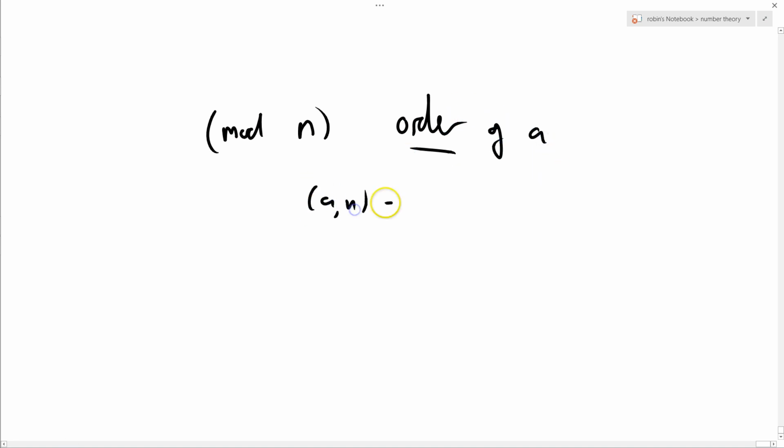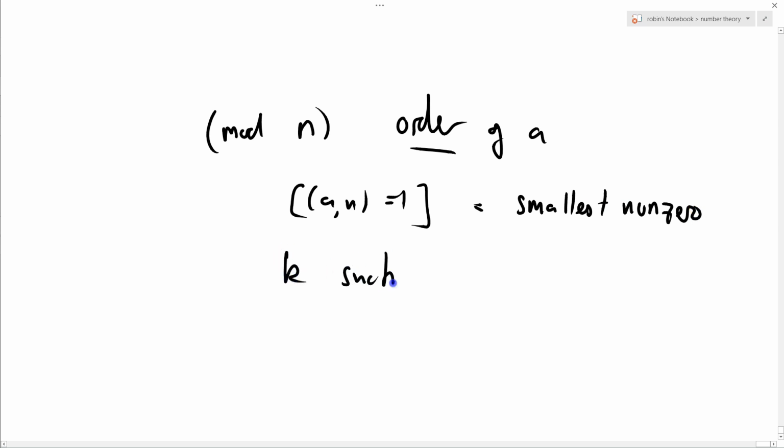Okay, so we're going to consider everything modulo n, and I defined the order of A, where A and n are relatively prime, equals the smallest non-zero value of k such that A to the power k equals 1 modulo n.